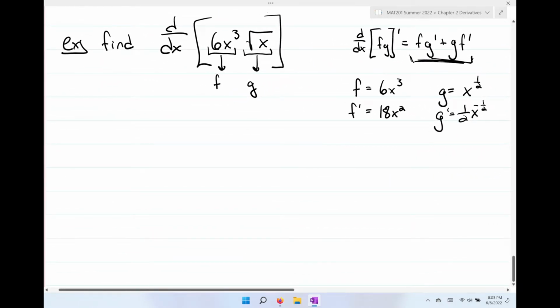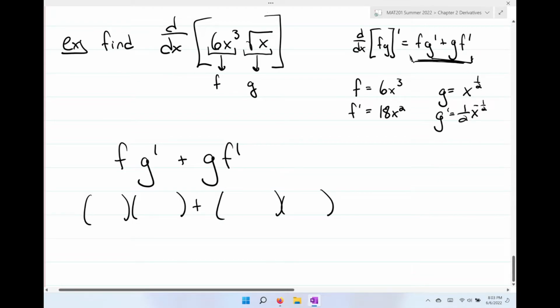All right, so back to here. If we go ahead and find this derivative using the product rule, since I labeled everything, I'm just going to do it again. F g prime plus g f prime. And then I just come directly underneath and make my substitutions accordingly. So f is going to be 6x to the third. G prime is going to be 1/2 x to the negative 1/2. G is x to the 1/2. And then f prime is 18 x to the second.